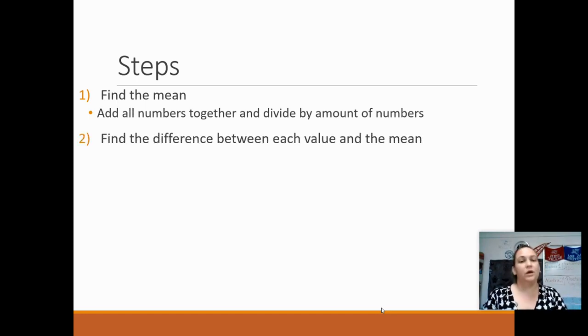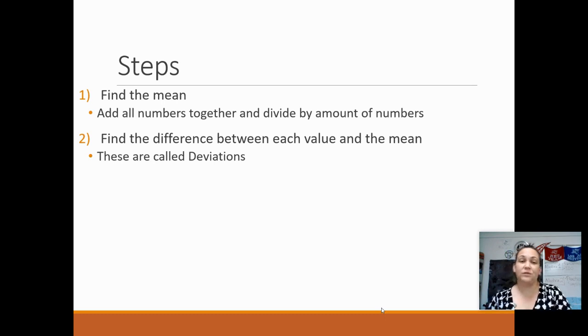Okay, step two. You're going to find the difference between each value and the mean. So basically, you're going to take your entire list of numbers and subtract them from the mean, creating a new second list of numbers. I would recommend creating an entire second list. In fact, when I do these problems, I actually make a table, and we're going to end up with three lists: the original list and then two more.